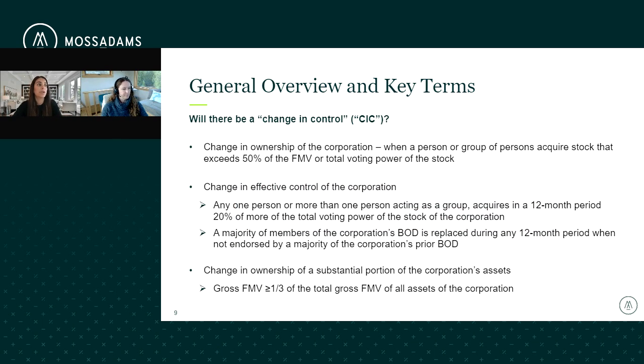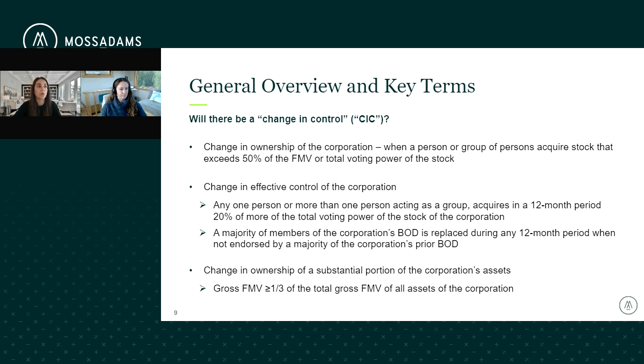So next you'll want to determine whether there will be a change in control. There's three general categories that are considered a change of control. The first being change in ownership of the corporation, the second being change in effective control of the corporation, and the third being a change in ownership of a substantial portion of a corporation's assets.